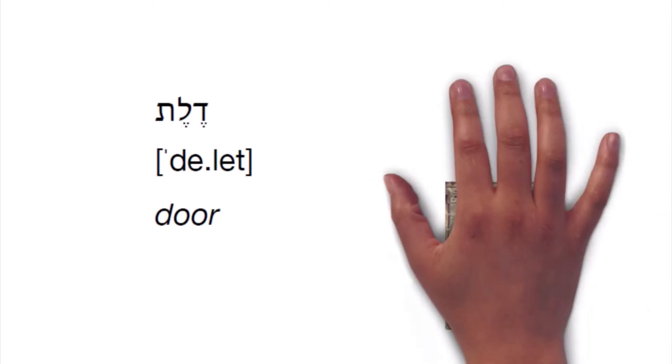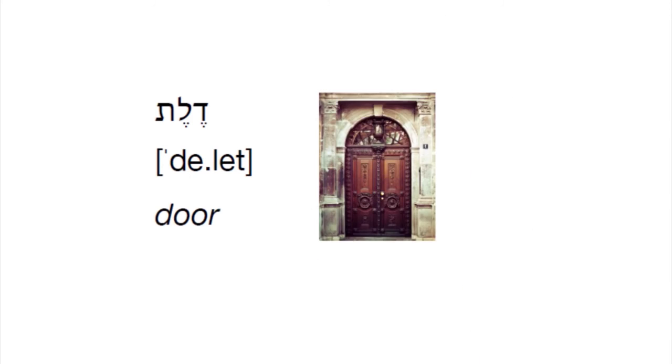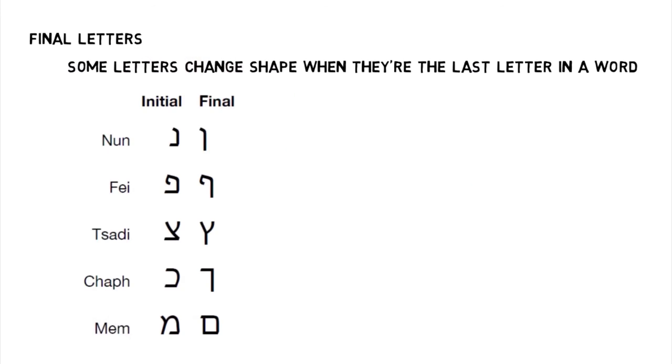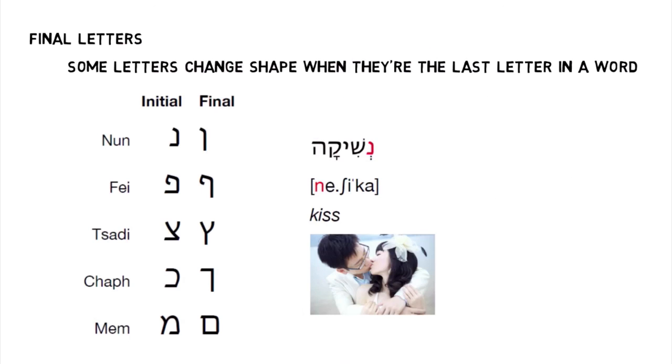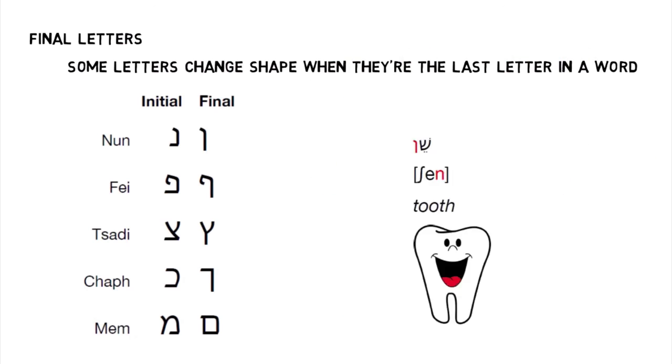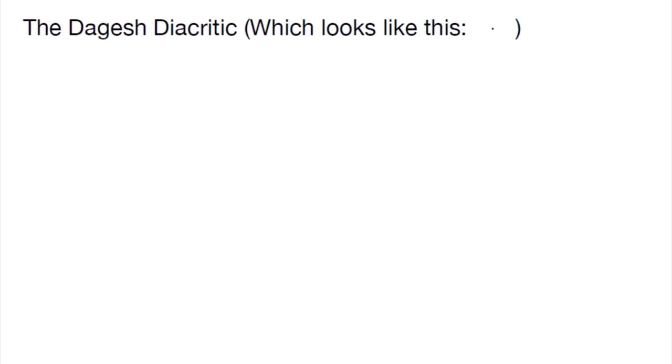To quickly review what we covered here, we began by discussing the word delet, mostly to illustrate that Hebrew words are composed of consonants written from right to left, and when you're looking at text written for students, you'll be given vowel diacritics underneath those letters. We then chatted a little bit about final letters that have alternate shapes when they show up as final consonants. For instance, nun, which looks like a closing bracket in neshika and gina, but looks a little different at the end of shen.